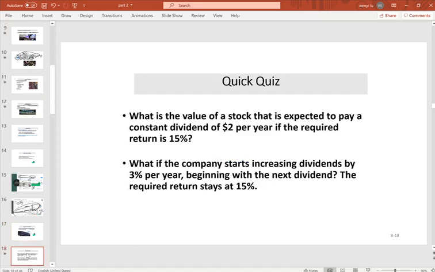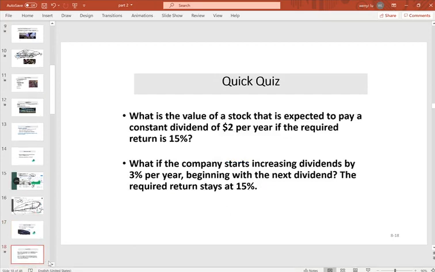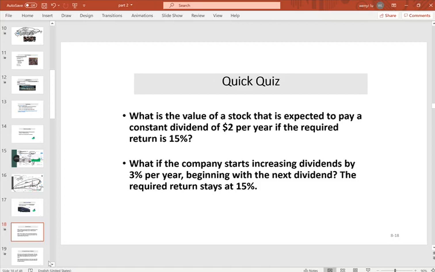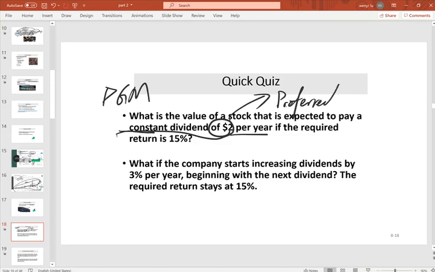Let's take a short quiz on the topics we covered in the last class. In the last class, we studied how to price a stock using our dividend growth models. For example, what's the price of a stock that pays constant dividends of $2 per year? If you receive the same dividend every year, this is our preferred stock. The preferred stock pays dividends of $2 per share, and the required rate of return is 15%. So what's the price of the preferred stock?